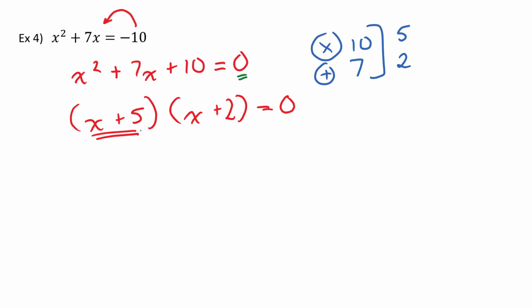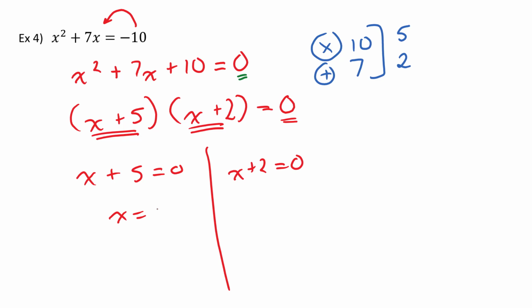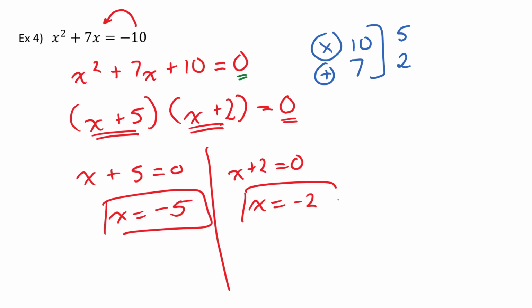Again, if this is equal to 0, it doesn't matter what this is, the whole thing will be 0. And vice versa. So x plus 5 can be equal to 0, and x plus 2 is equal to 0. x is equal to negative 5, and x is equal to negative 2. Two correct answers. So remember, we can only break that up if that's equal to 0. So rearrange the equation and make one side 0 and everything else on the other side of the equation.